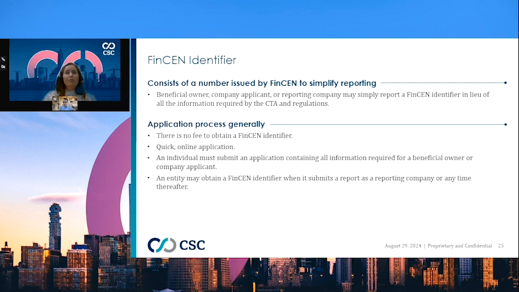The reporting company then submits the individual's name and FinCEN identifier rather than the other fields. An entity may also obtain a FinCEN identifier when it submits a BOI report or at any time thereafter.